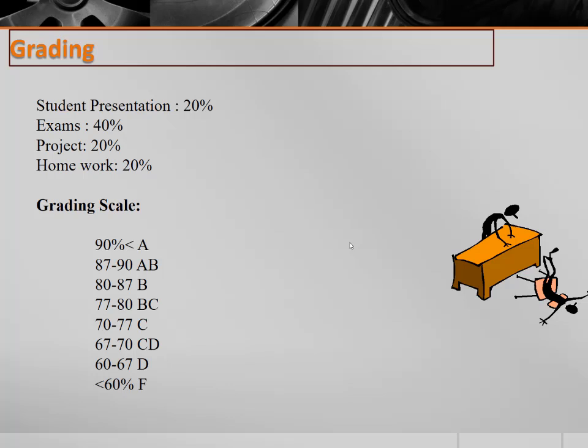For my grade policy, generally more than 90% will be A. 87 to 90 will be AB. 80 to 87 will be B. 70 to 80 will be C. Generally for graduate students, we help you get at least a BC. If it's a C, I remember it's perhaps a fail, so that's not good. But if you finish the presentations, exams, projects, and homework very well, generally the students can get A or AB.